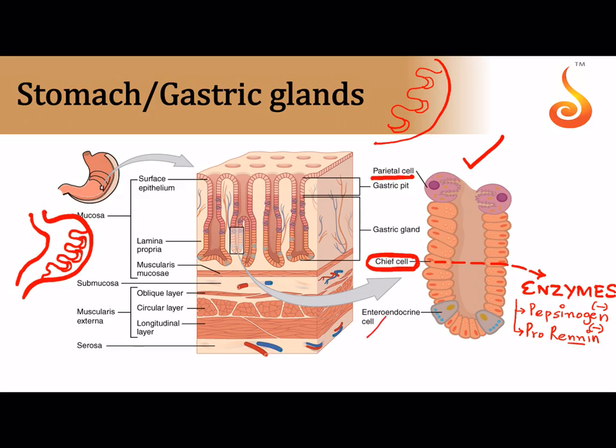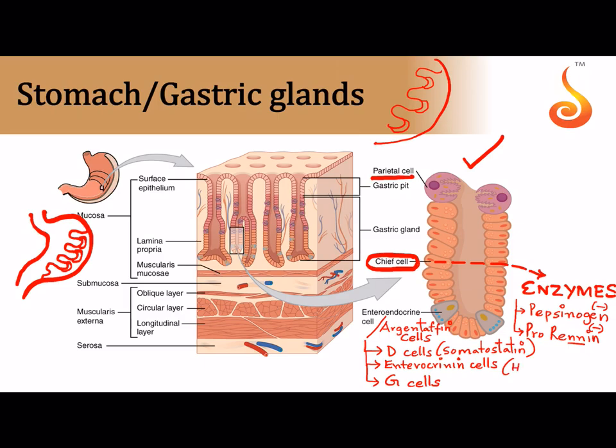The enteroendocrine cells are also referred to as the argentaffin cells. Now there are three different types of enteroendocrine cells. One is referred to as the D cells, one is referred to as the enterochromaffin cells, and one is referred to as the G cells. Okay, so D cells secrete a hormone that is called somatostatin, which inhibits the secretion of insulin and glucagon in your pancreas.